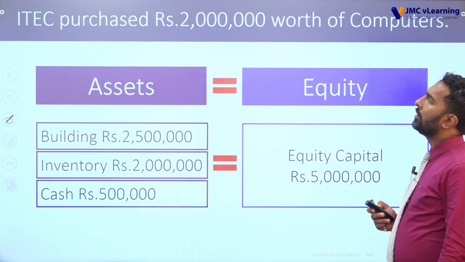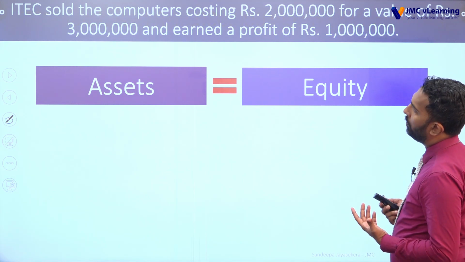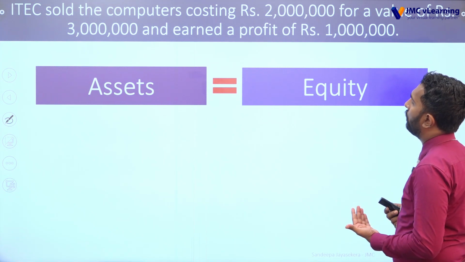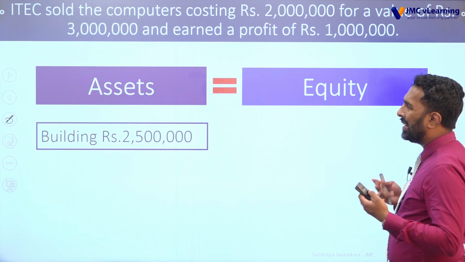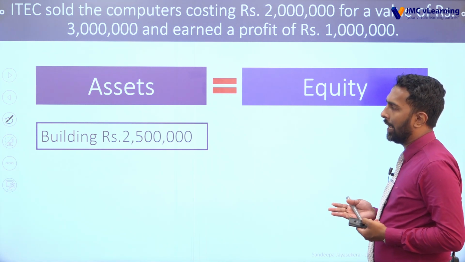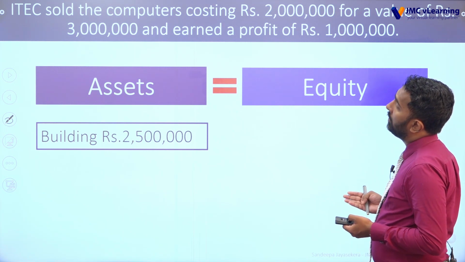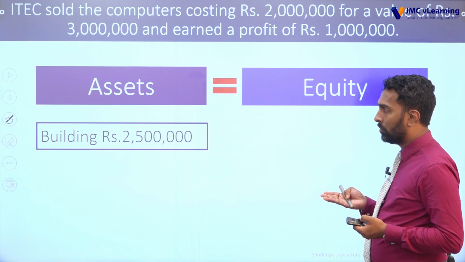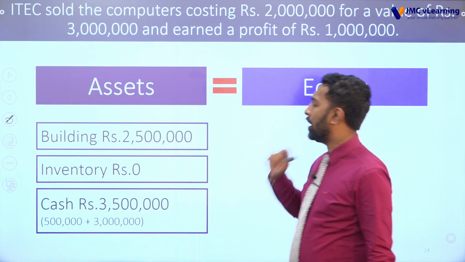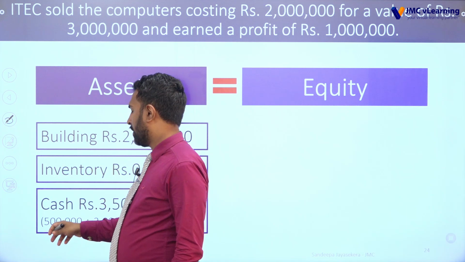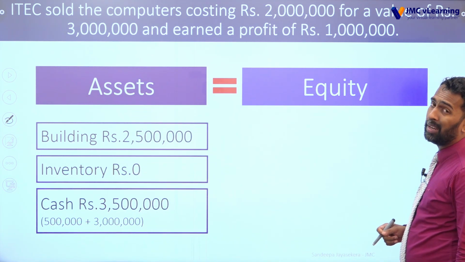Then iTech sold computers costing 2 million for a value of rupees 3 million and earned a profit of rupees 1 million. Now building 2.5 million remains the same. They had inventory to the value of 2 million. That 2 million inventory is gone now. Inventory is 0 and they are getting cash to the value of 3 million. Earlier they had 500,000, plus 3 million, total cash together is 3.5 million.